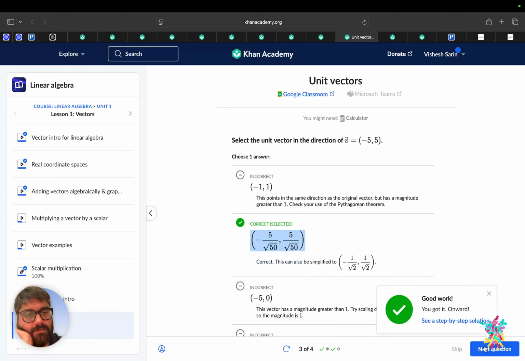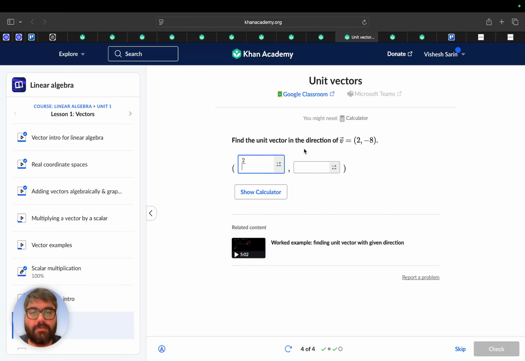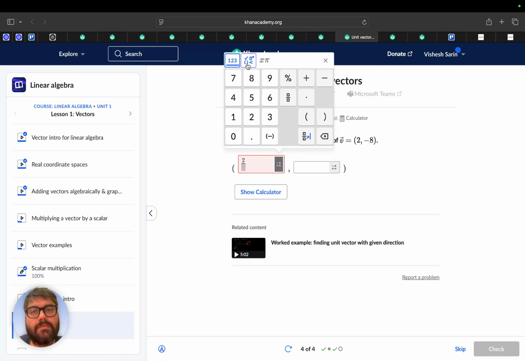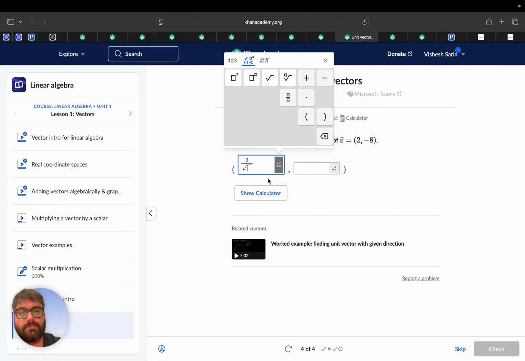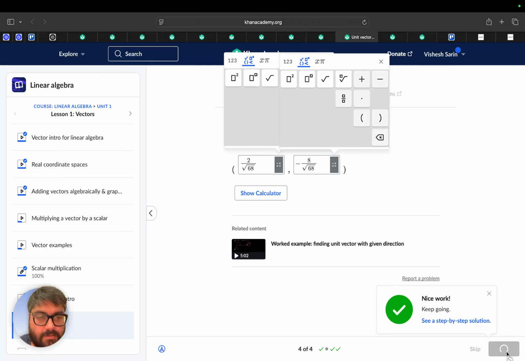Yeah, it's actually this. 8 squared is 64 plus 4 is 68. Let's hope it doesn't decompose. Is there a square root button on my thing? No. Square root of 68. Negative 8. Square root of 68. Let's check. Yeah. Bonus question. Bastards.